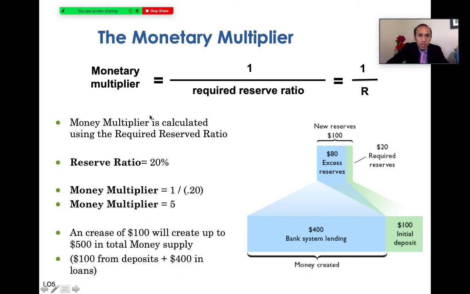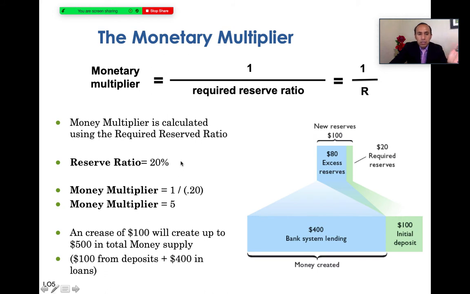The money multiplier is equal to 1 over the required reserve ratio, which is 1 over R. The required reserve ratio is the amount of reserves that the bank is required to keep in percentages. So the money multiplier is calculated using the reserve ratio. Here we're going to use a little bit more of a conservative number, 20%. Any bank is required to keep 20% of all of their deposits. So here we have $100 in cash reserves that are deposited into the bank's vault, or $100 that someone deposited, either or. It's the same scenario.